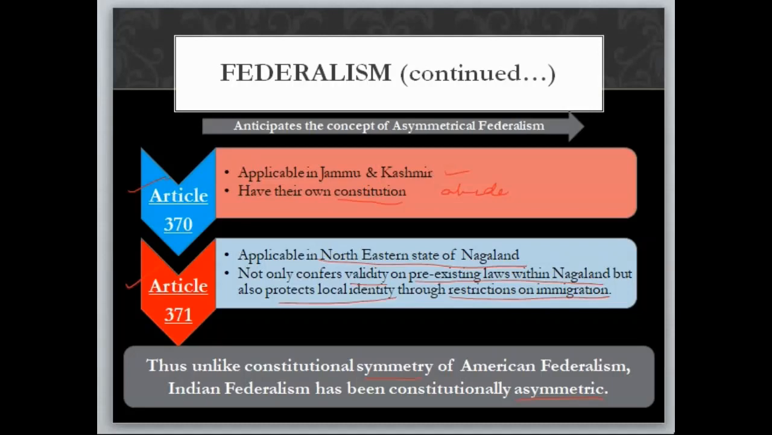And so here we see that there is a division of power in India, there is decentralization of power in India, there is federalism being practiced in India, but still in certain places modifications have been made, just as in the case of Article 370 in Jammu and Kashmir and Article 371 in the northeastern parts such as Nagaland. So because of these two and maybe many more, we can say that American Federalism is totally symmetrical, but Indian Federalism is basically asymmetric in nature.